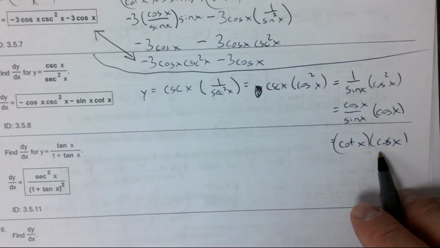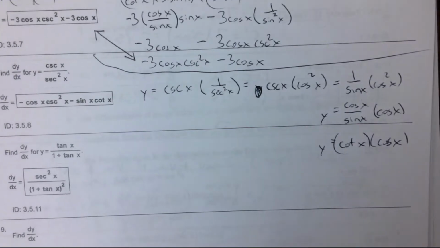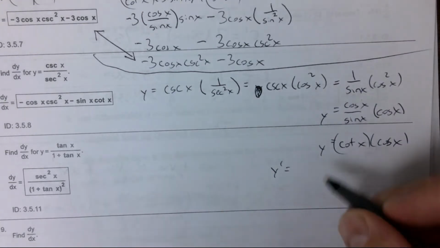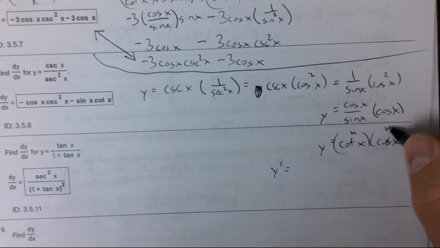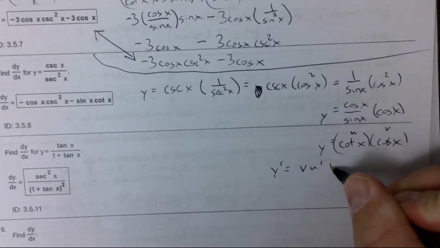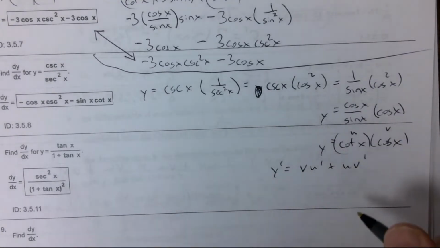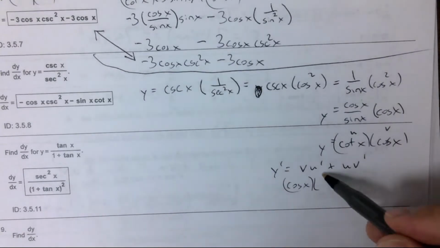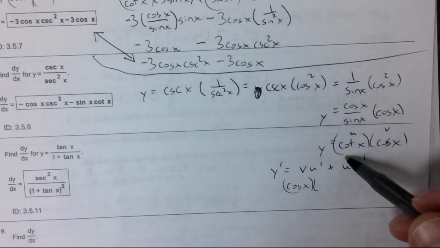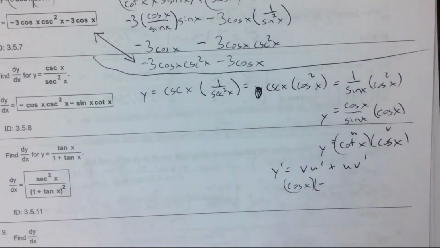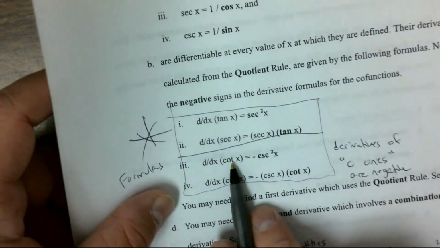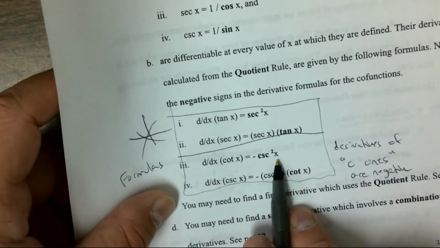Now, that's still just what y is. I haven't done any derivative. So now, for the derivative, this is u, this is v. So we said v times u prime plus u times v prime. So we're going to have cosine x times the derivative of cotangent, so that's negative cosecant squared. Remember that if you go to cotangent, that's negative cosecant squared x.